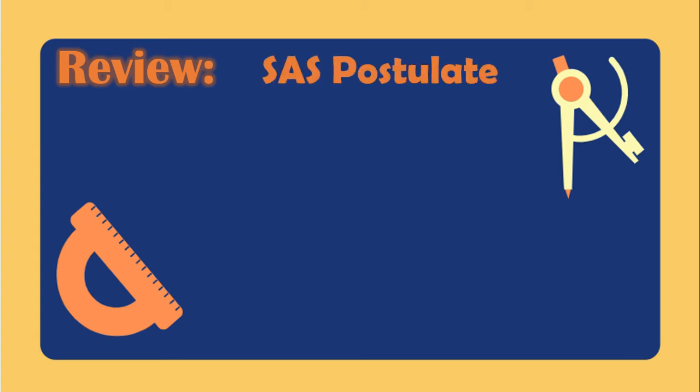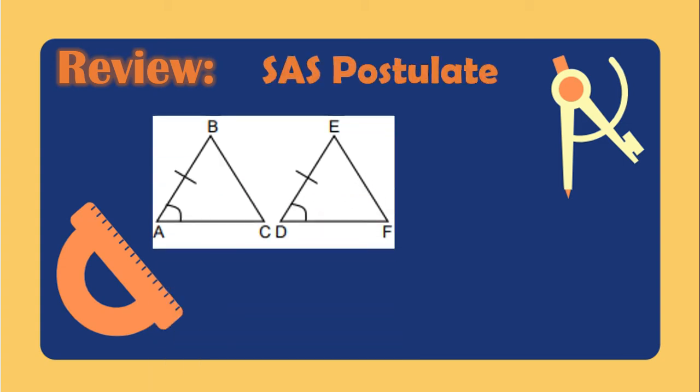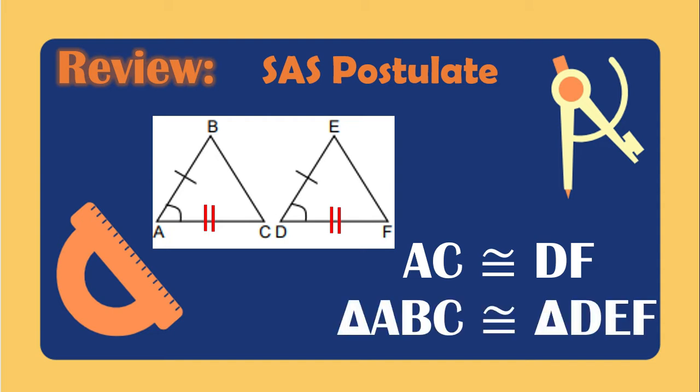We will use SAS postulate to prove that these two triangles are congruent. So we need to have a side, an included angle, and another side. So what is the missing information to have SAS postulate? We can say that AC is congruent to DF, and the congruent triangles are triangle ABC is congruent to triangle DEF.